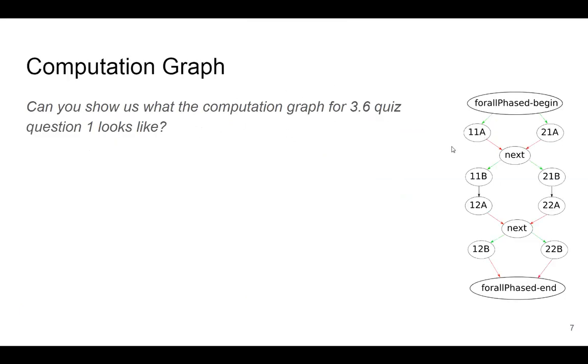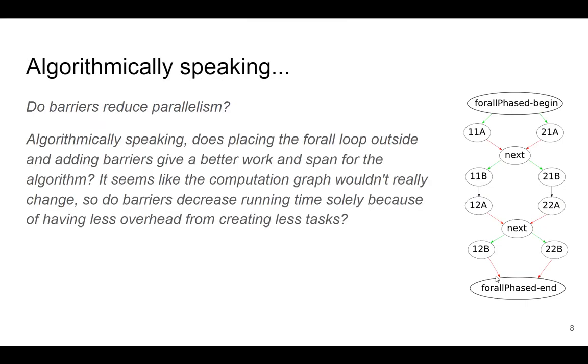People have asked, what's the computation graph for this? You can imagine forall phase comes out, you can run these two in parallel, so either one can happen. The next brings everybody together. Then these two sequential continuations are in parallel with each other. So for example, 1-1B and 2-2A can run in parallel with each other. And these two can run in parallel, you know what I mean? And the next goes like that. So that's what the computation graph looks like.